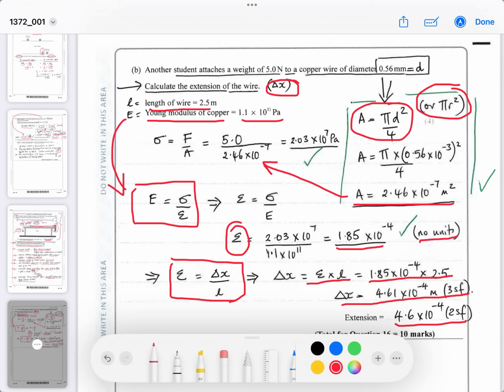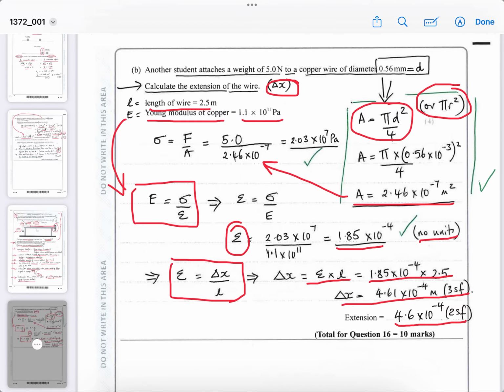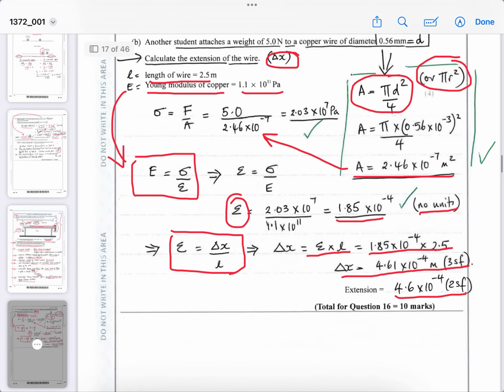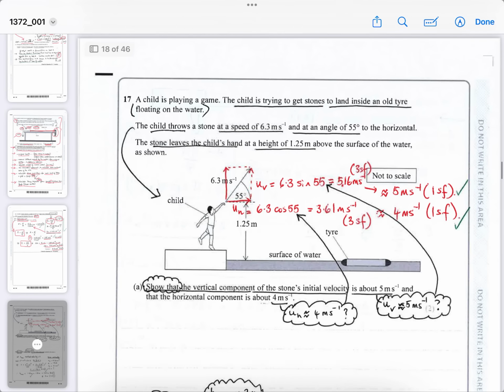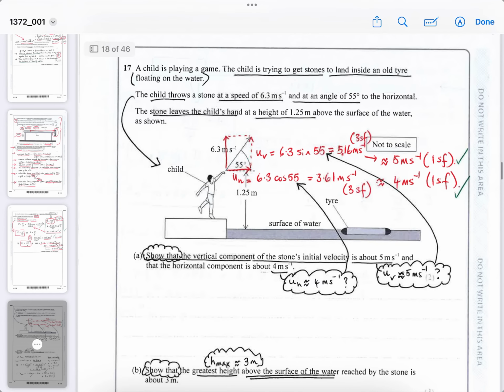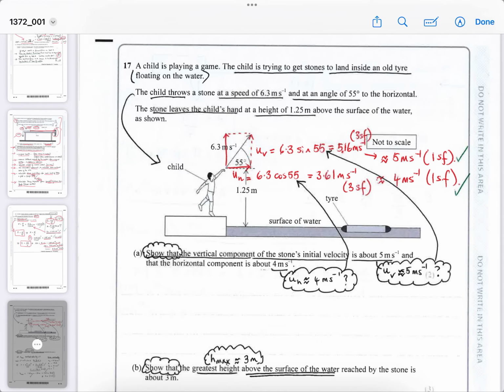Okay, so that's a question on one of the core practicals. And you'll see that different core practicals come up in different exams. So you have to practice them all, and you won't know which ones will come up in the exam that you take. Okay. The next question is about projectiles. So we'll try to do this one in the same video.